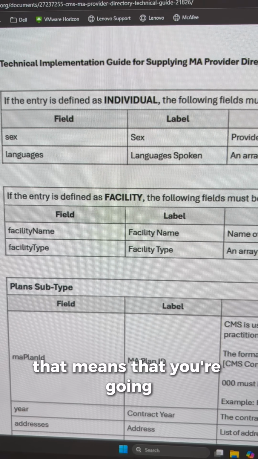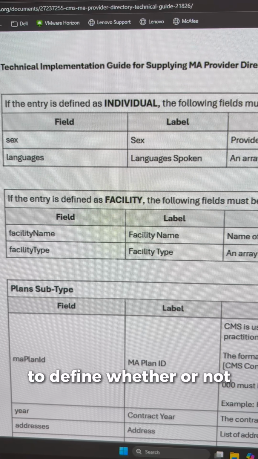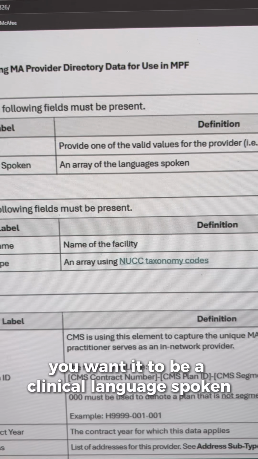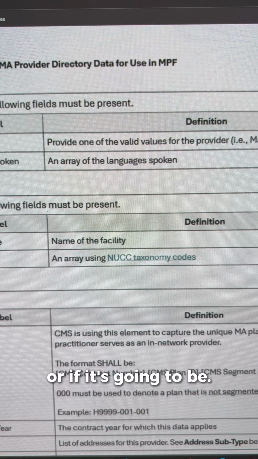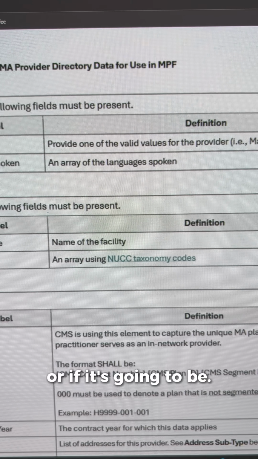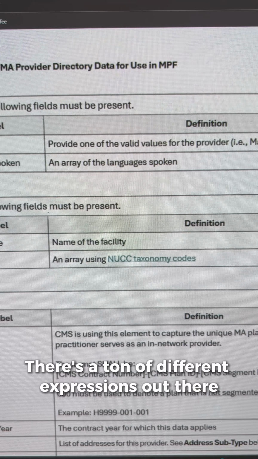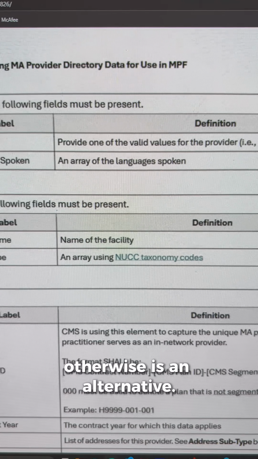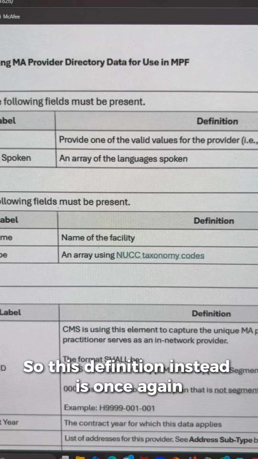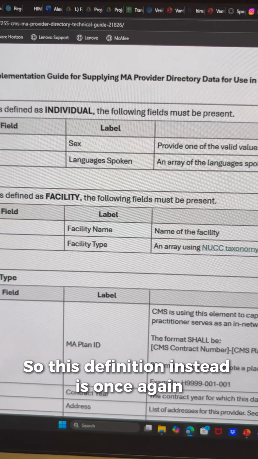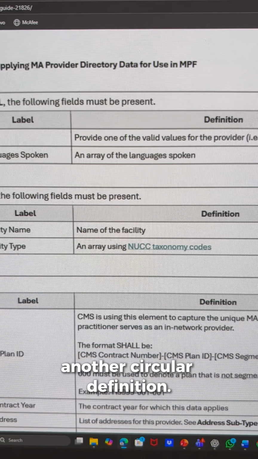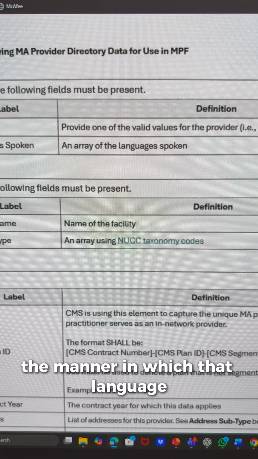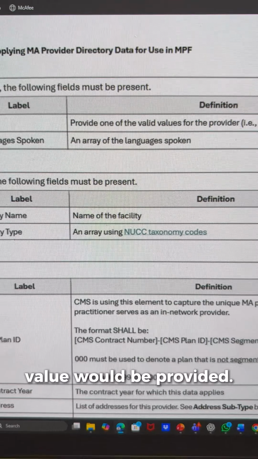So that means that you're going to define whether or not you want it to be a clinical language spoken, or if it's going to be, there's a ton of different expressions out there, but something that would be everyday kind of language otherwise as an alternative. So this definition instead is, once again, another circular definition. It doesn't truly show the manner in which that language value would be provided.